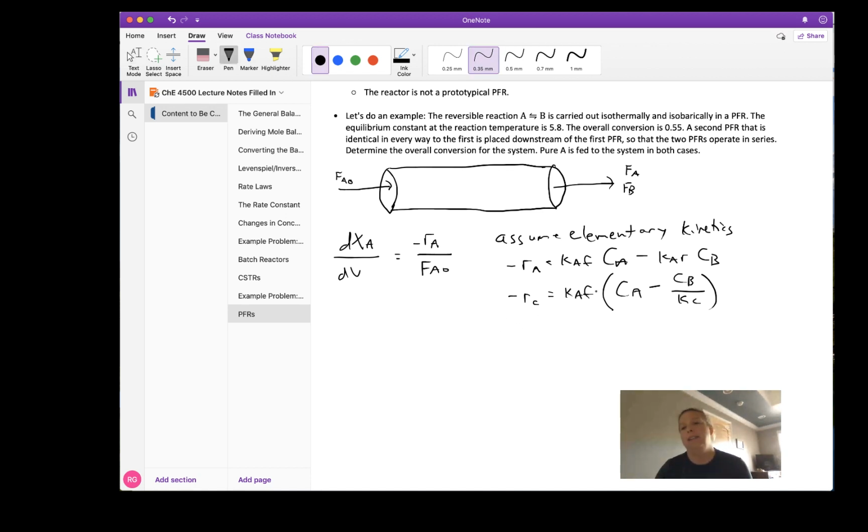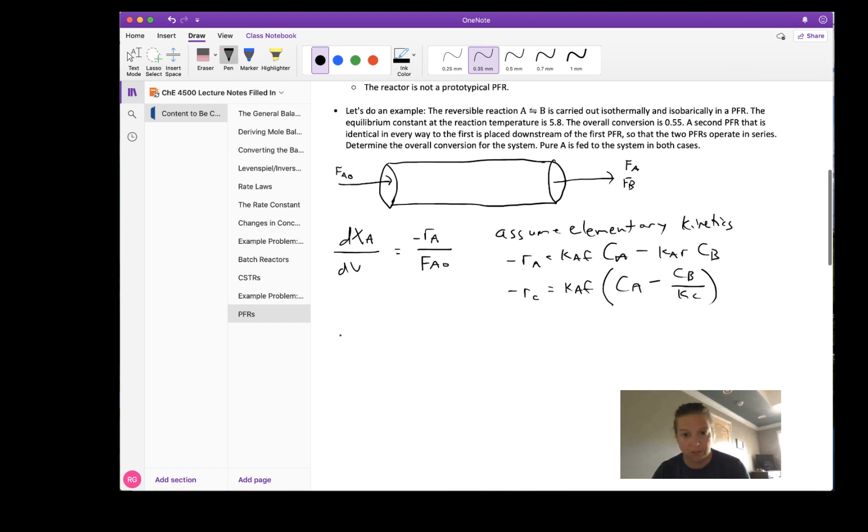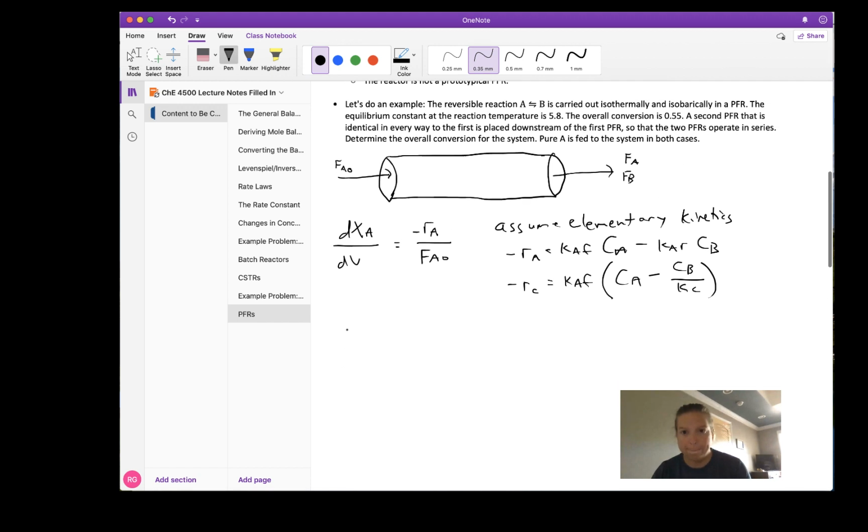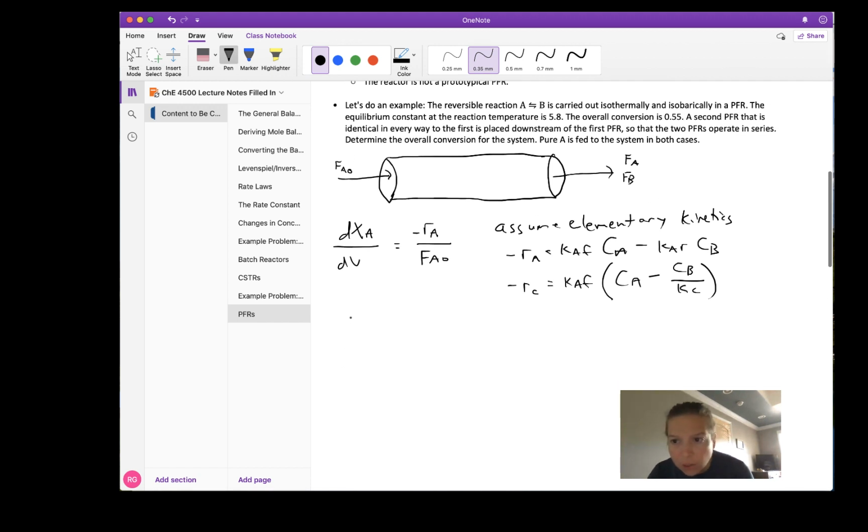However, I can't leave these concentration terms as they are, because I have written my mole balance in terms of conversion. That means I need to convert these concentration terms into functions of conversion. I'm not told whether this is a gas phase or a liquid phase reaction, but it doesn't matter because the number of moles is the same on both the reactant and product side, so I don't have to worry about a volumetric flow rate change.